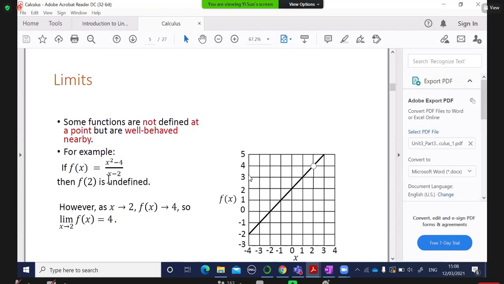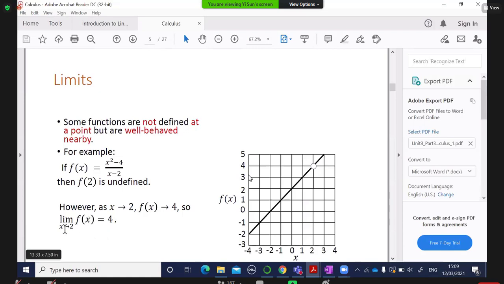However, although the function is undefined when x equals 2, if we see x approaching 2, the function defined here approaches 4. So the limit, when x approaches 2, of the function is 4.